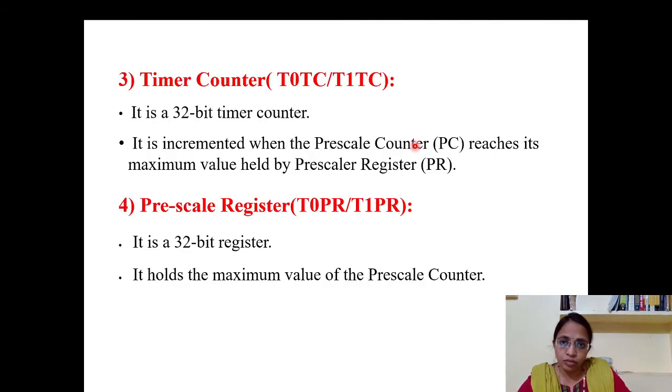The next one is the timer counter register. This timer counter register is a 32-bit register, and it is incremented whenever the prescale counter reaches the maximum value, and this maximum value is held by another register called the prescale register. So what is this prescale register? The prescale register is once again a 32-bit register. What is its use? It holds the maximum value of the prescale counter.